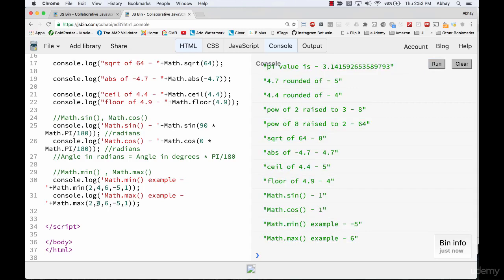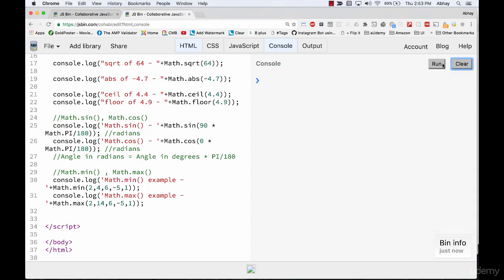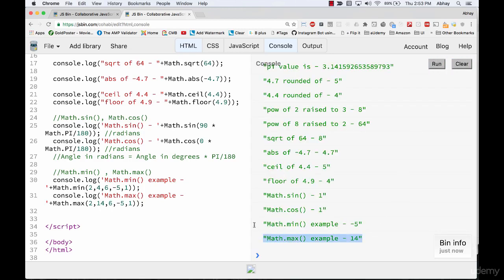Let's say instead of 6 I make this a 14. In this scenario the answer would be 14. So you can definitely get minimum and maximum from a particular set. You can pass in any number of arguments to math.min and math.max.